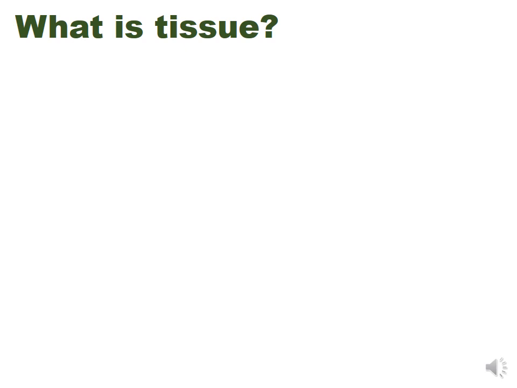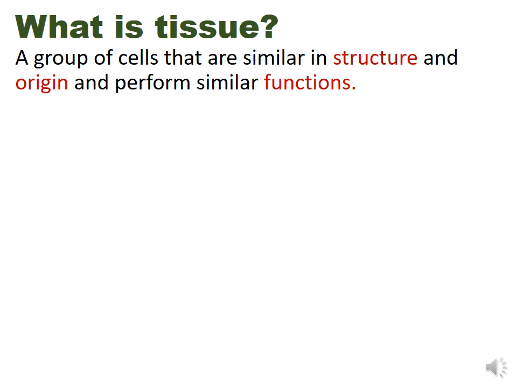Okay, and we already studied the structure and function of the cell in our previous lecture. So tissue is a group of cells that are similar in structure and origin and perform similar functions. So here we see tissue is a group of cells, and the cells that belong to this group have three similarities.